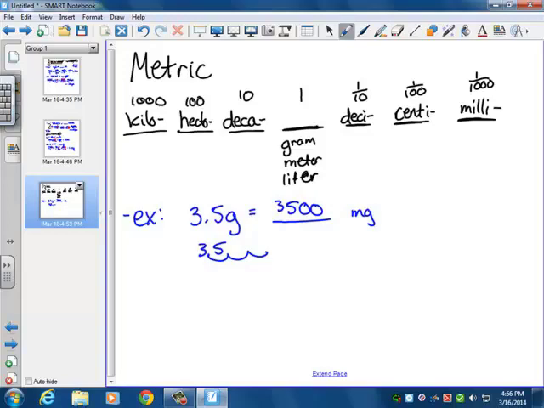Let's do the same thing, but let's go to kilograms. So again, if I start with 3.5, my decimal place is between the 3 and the 5. To go from grams to kilograms, 3.5 grams to kilograms, I'm going 3 to the left. 1, 2, 3. So that would be 0.0035 kilograms.